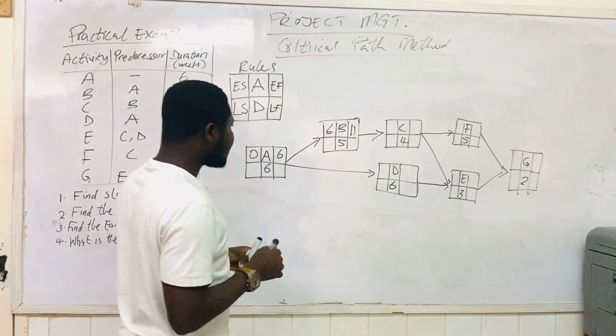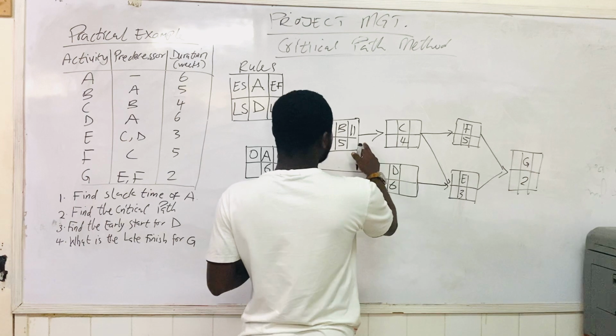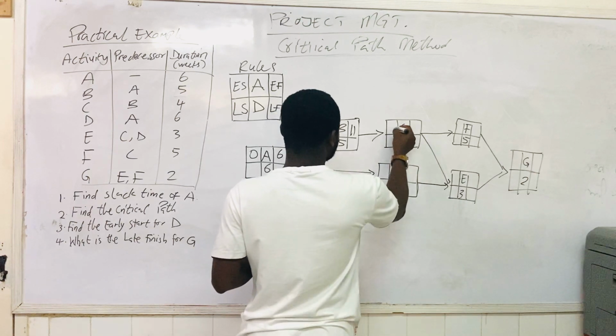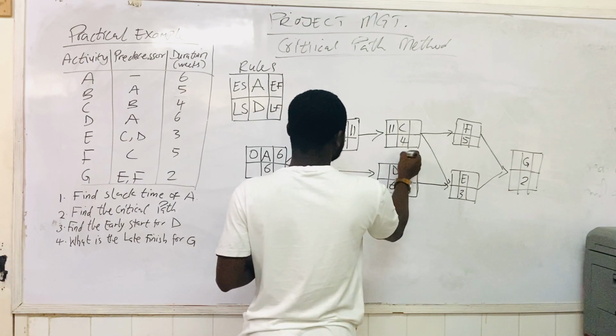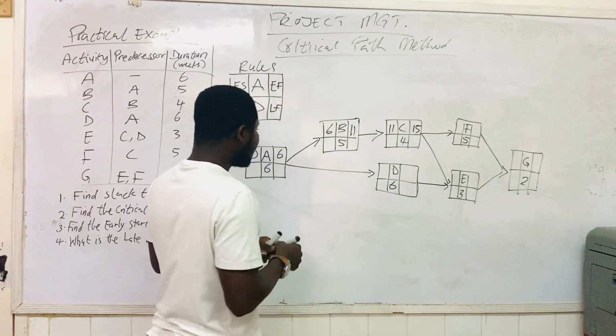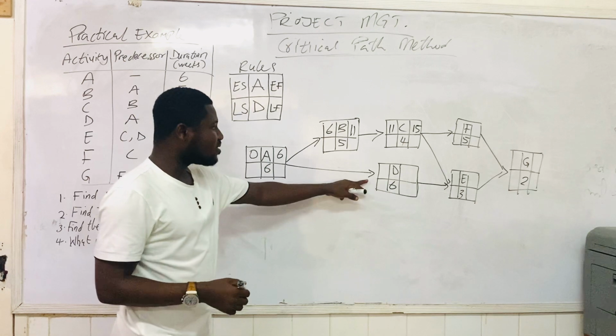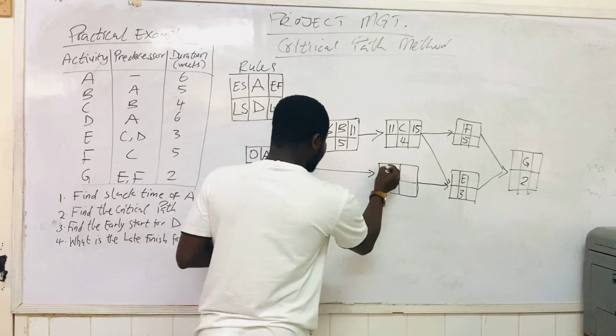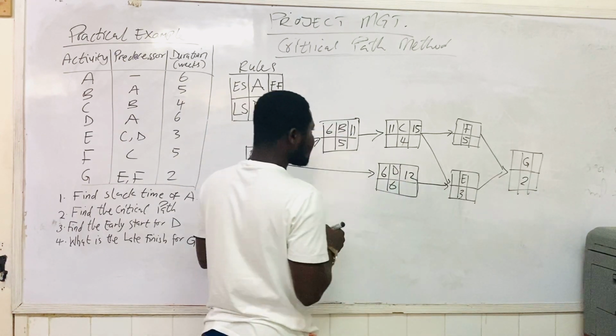6 plus this is 11. I'll be moving very quickly now. And so we have 11 here. 11 plus 4, we have 15. And then A is still connecting to D. And so we have our 6 here. 6 plus 6, we are going to get 12 here.